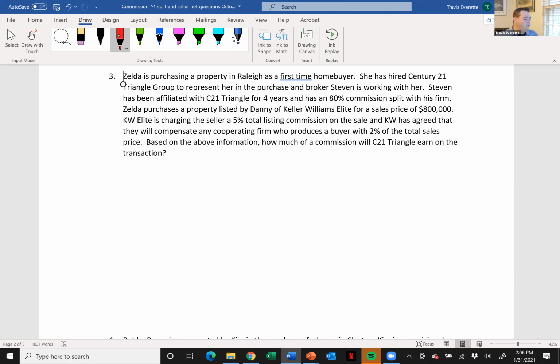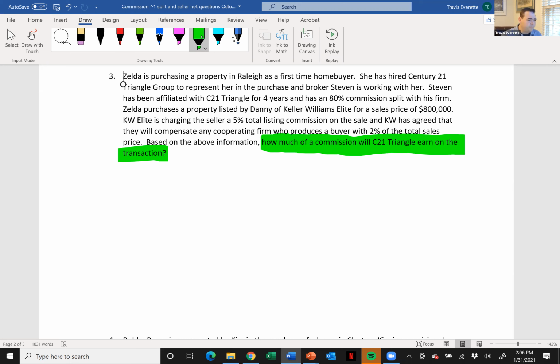Based on the above information, how much of a commission will Century 21 Triangle earn on the transaction? They've given us fluff, but that's okay. Find the question. If we find the question, we'll find out what we need to do. So I'm looking for the question. And here's where I see it. How much of a commission will Century 21 Triangle earn on the transaction? So let's map it out and see where they are so we can see how much they're going to earn.